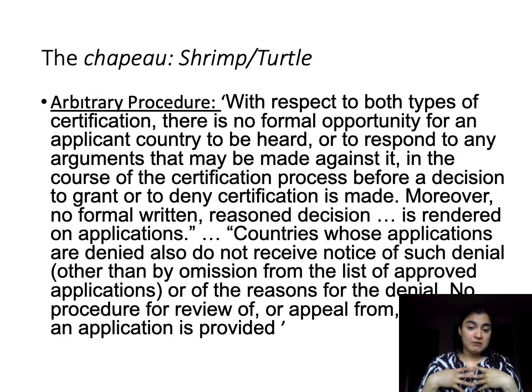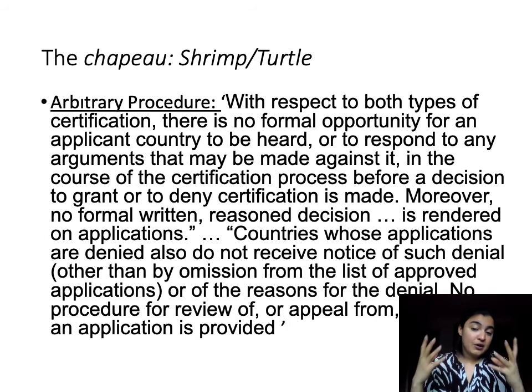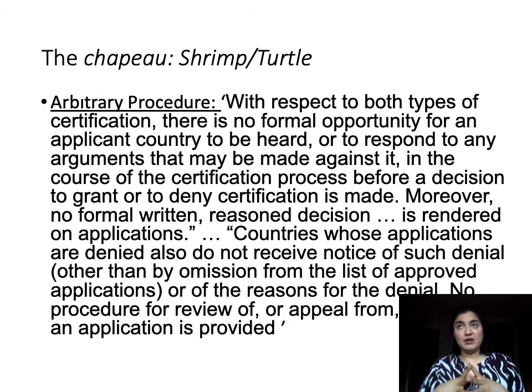And you will only have communication with the authorities once a decision has been made and they have accepted your appeal or your application for a certification. And there's no formal process, no reasoned decision is rendered on applications. So countries whose applications are denied also do not receive a notice of such a dismissal or a denial. They just see that their name is omitted from the list of approved applications, and they do not get any reasons as to why their application was denied or dismissed. And there is no procedure for filing a review or appeal of the decision. So this is a very rigid, inflexible, blind measure where you would just file for a certificate, and if you don't get it, you really can't do anything about it. And the process is not transparent at all.